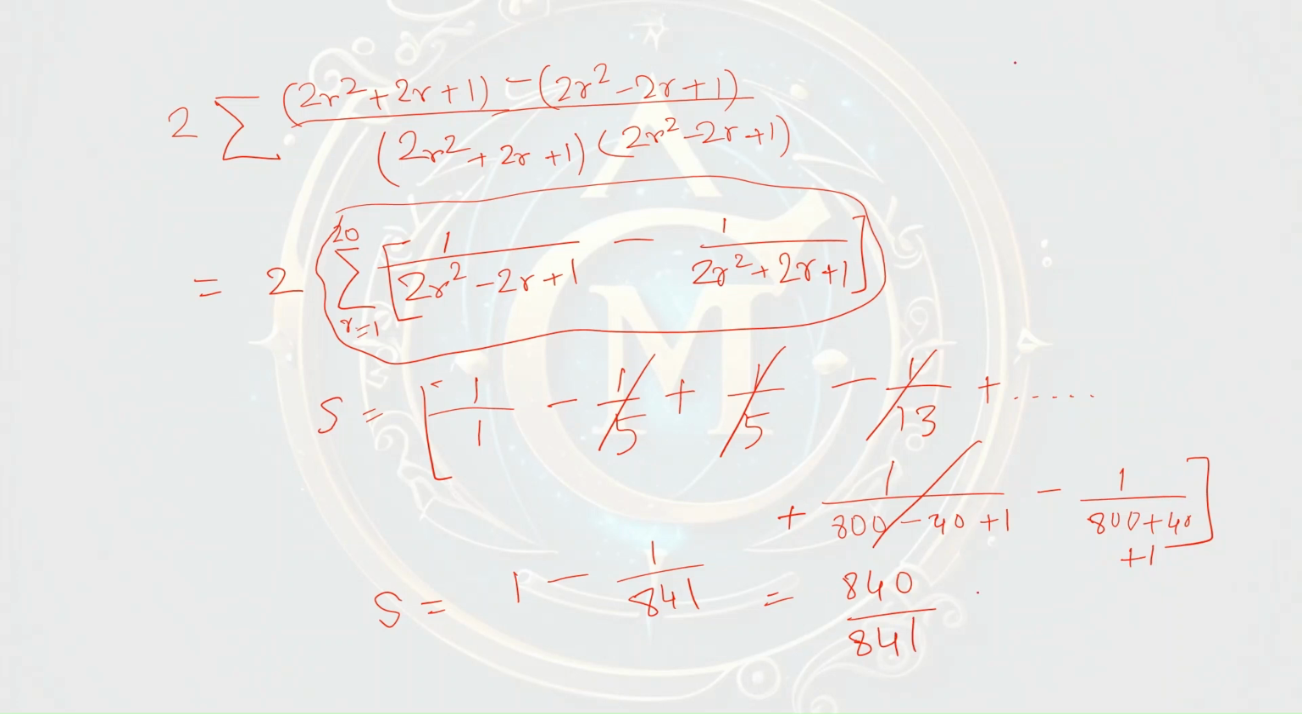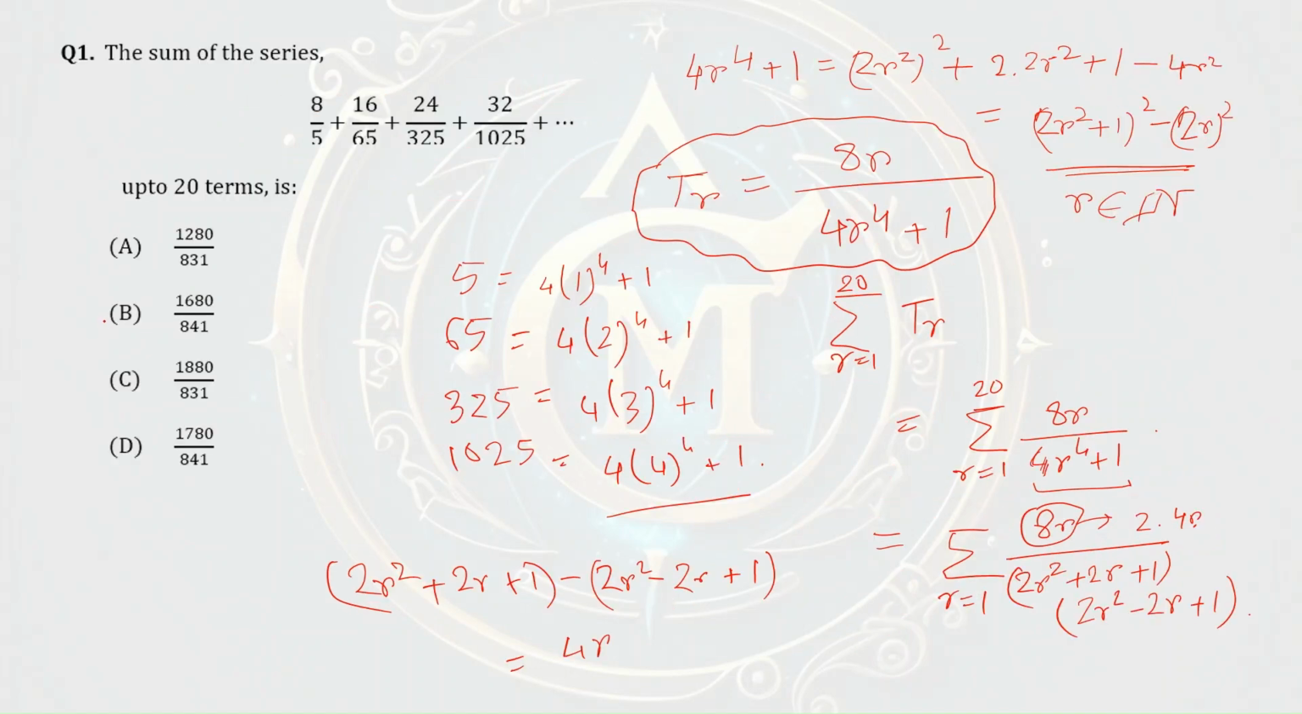So our final answer will be the value of 2s, that is equal to 2 into 840, so 1680 divided by 841. This is our answer. So in this case, our correct option will be option B. I hope you understood this question.